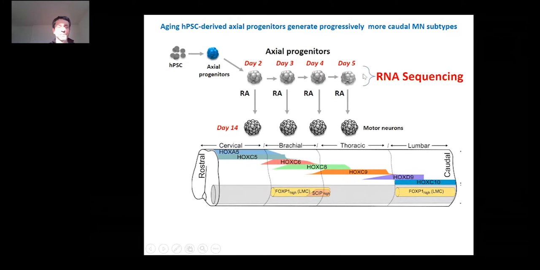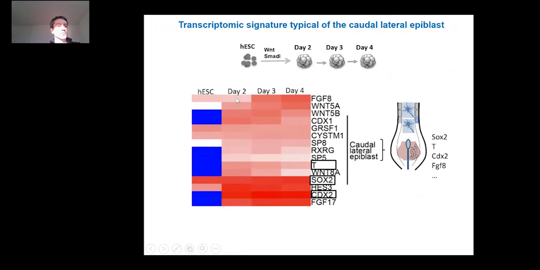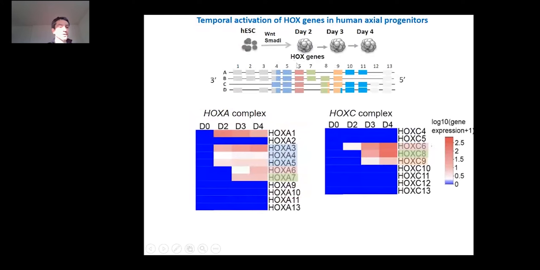So to assess the molecular mechanism underlying these temporal changes, we performed RNA sequencing on these progenitors. And first, what we observe is a high enrichment for typical markers of caudal epiblast, in which axial progenitors reside in mouse and sheep, such as SOX2 or CDX2, further confirming the identity of the cells. Then we observe that the progenitors undergo a collinear activation of Hox complexes differentially expressed in the spinal cord, such as the HOXA complex, as you can see here, or the HOXC complex, by the sequential expression of C6 and D2, then C8, and then C9 later on.